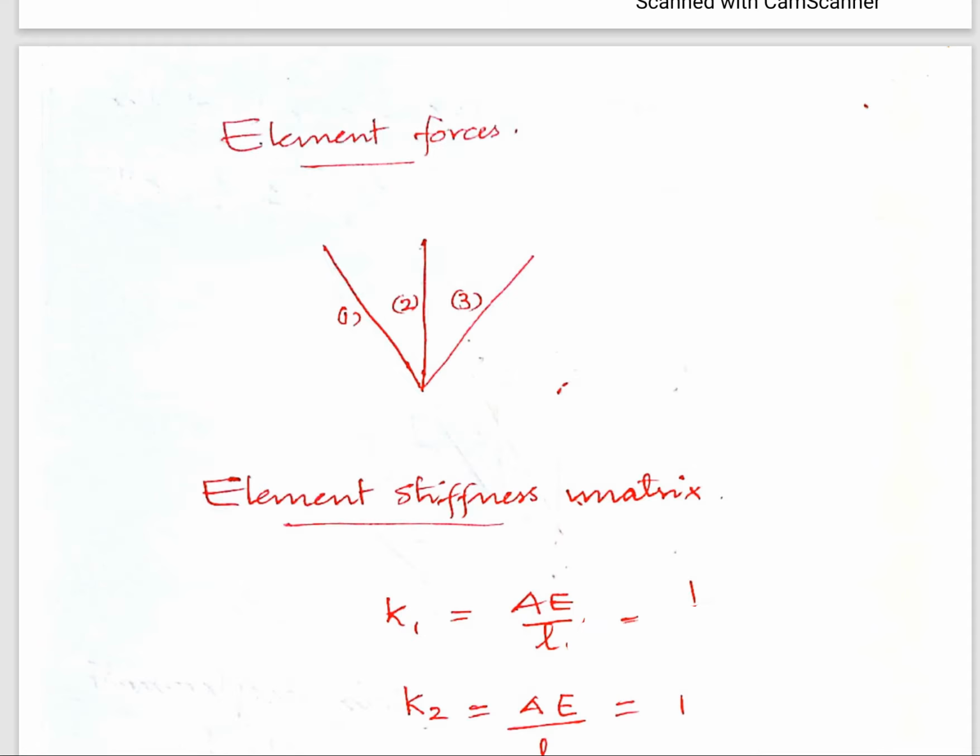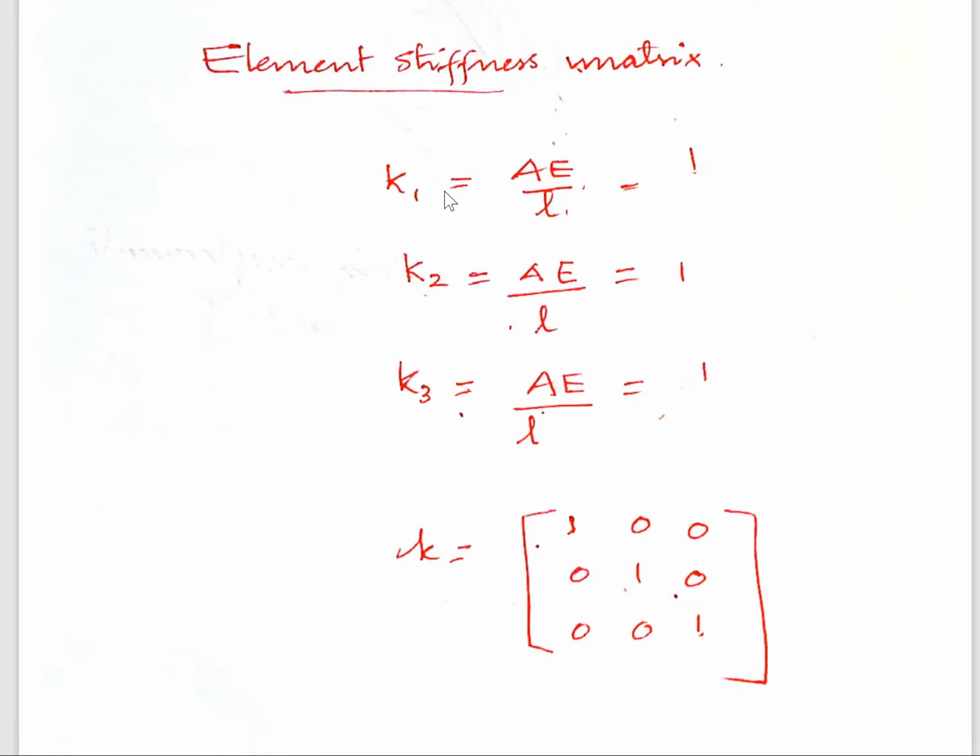Now let's mark the element forces as shown in the order 1, 2, 3. Then we have to find out the element stiffness matrix. So here K1 is equal to AE by L, which is equal to 1 given in the question. K2 is equal to AE by L, which is also 1, and K3 is also AE by L. So this is our small k matrix. Because in the question it is given that AE by L is equal to 1.